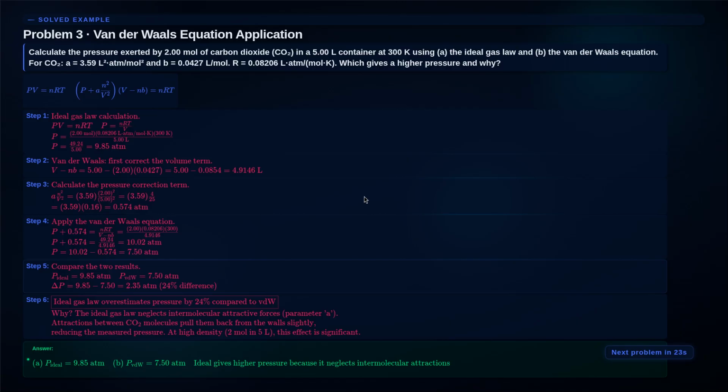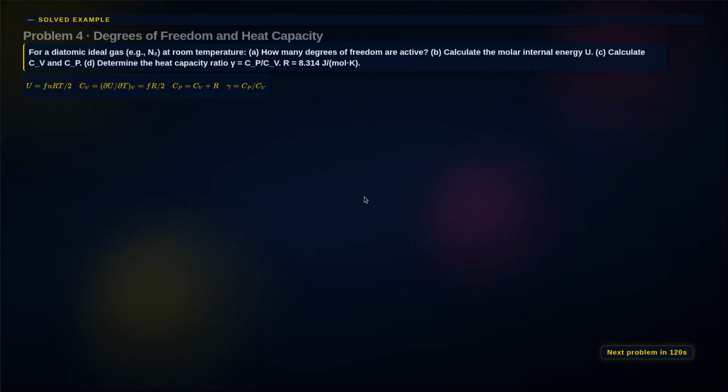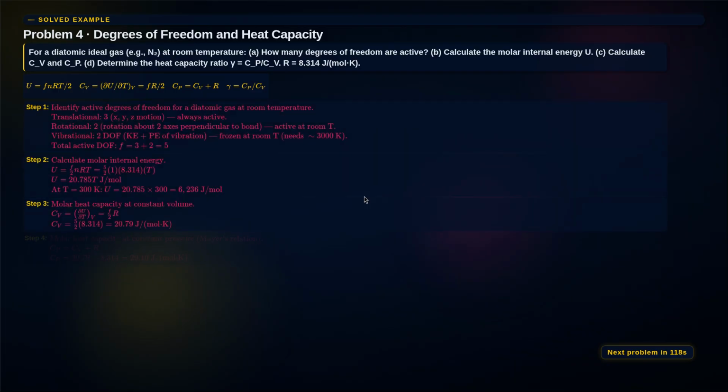Step 5. Compare. The ideal gas law gives 9.85 atmospheres. The Van der Waals equation gives 7.50 atmospheres. That is a 24% difference. The ideal gas law overestimates pressure because it neglects intermolecular attractive forces. Carbon dioxide molecules attract each other, reducing the measured pressure.